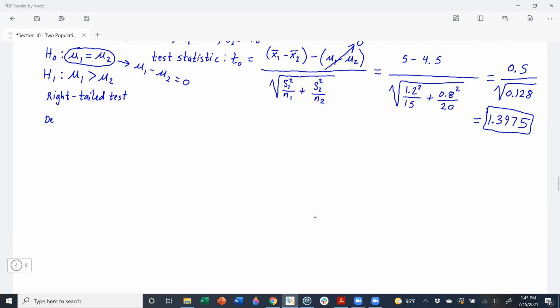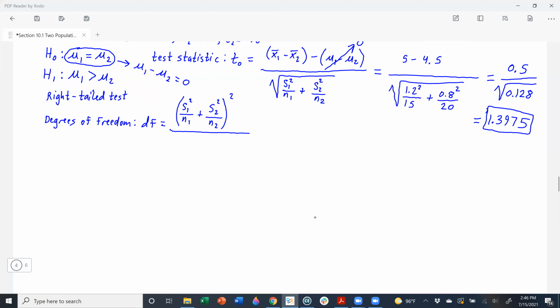So I'm going to say degrees of freedom. Okay, so df equals, so I'll write down the whole formula again. I've got it on my paper right here, so I'm not going to scroll back up there. But the degrees of freedom is S1 squared over N1 plus S2 squared over N2, all of that squared.